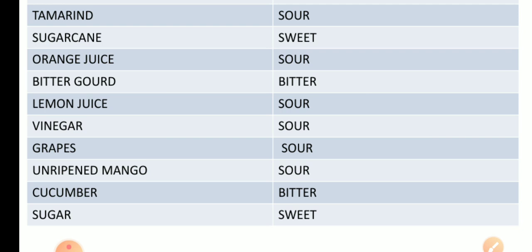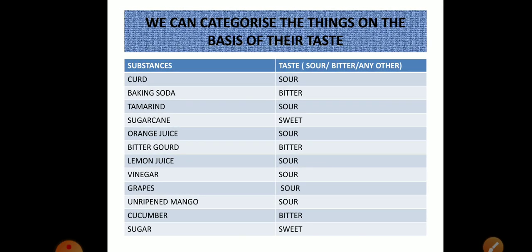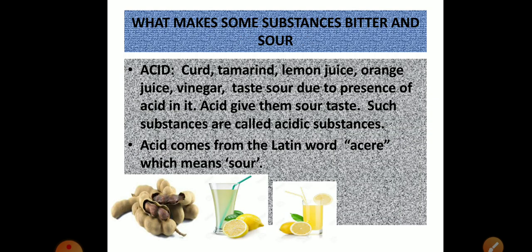By this table you can see there are so many substances. Some of them have the sweet taste and some have the sour taste. Sour means खट्टा. ठीक है, कुछ sweet होते हैं, कुछ sour होते हैं और कुछ कैसे होते हैं, bitter होते हैं. Then on the basis of their taste, we can divide substances into acids, bases and salts, right? Then see one by one what makes some substances bitter and some sour.